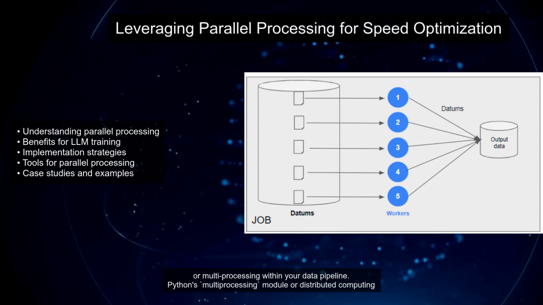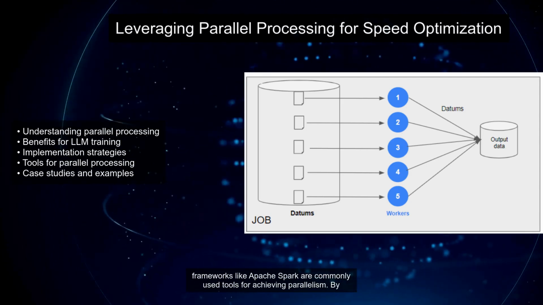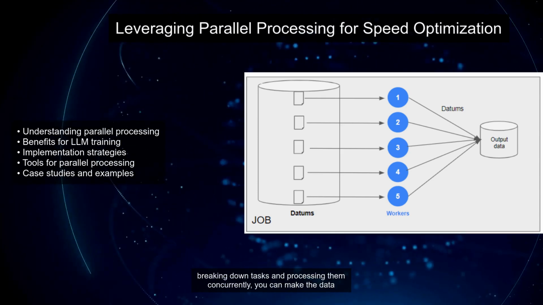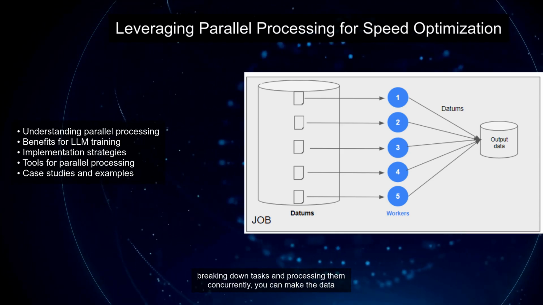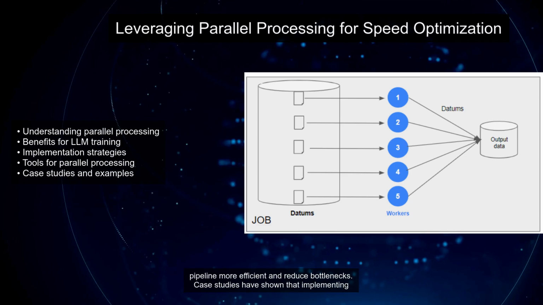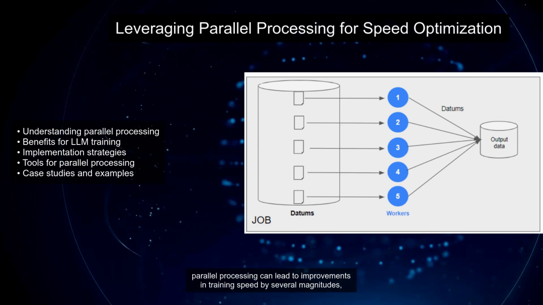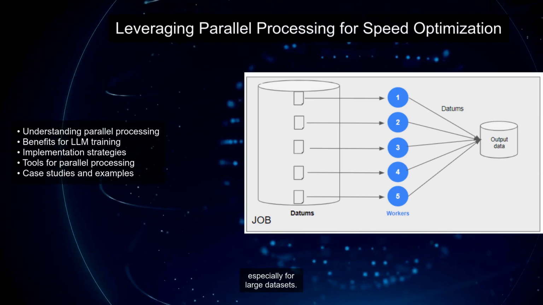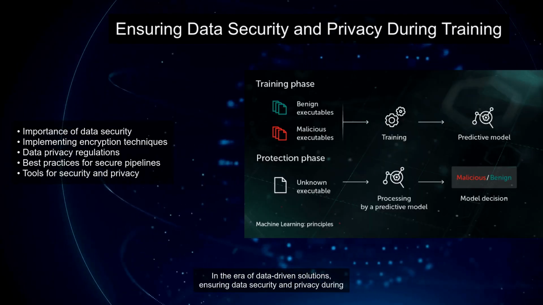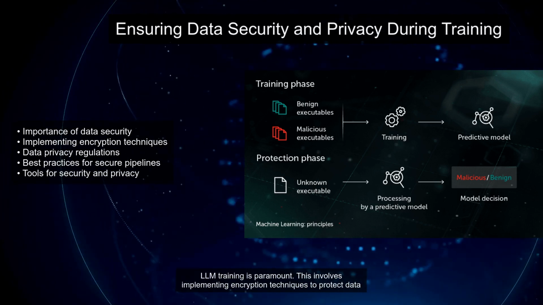Implementation strategies might include using multi-threading or multiprocessing within your data pipeline. Python's multiprocessing module or distributed computing frameworks like Apache Spark are commonly used tools for achieving parallelism. By breaking down tasks and processing them concurrently, you can make the data pipeline more efficient and reduce bottlenecks. Case studies have shown that implementing parallel processing can lead to improvements in training speed by several magnitudes, especially for large datasets.